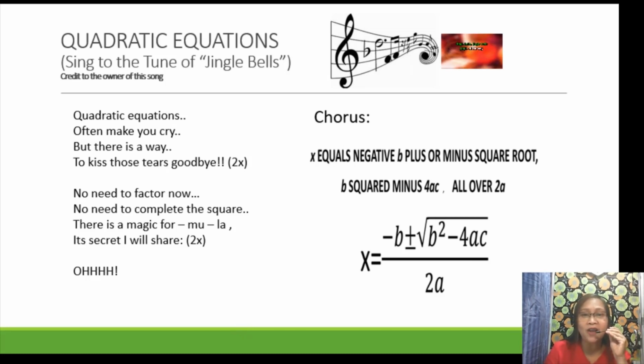Quadratic equations often make you cry, but there is a way to kiss those tears goodbye. No need to factor now, no need to complete the square. There is a magic formula, a secret I will share. X equals negative b plus and minus square root b squared minus 4ac all over 2a.